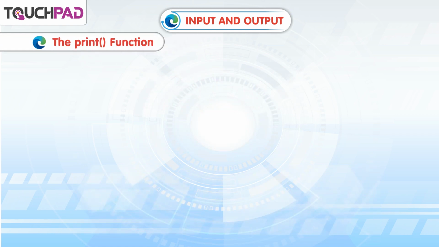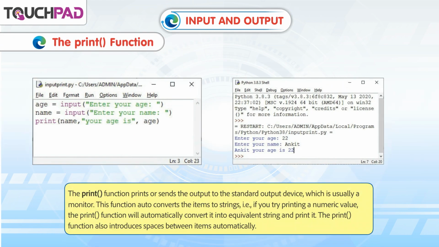the print function. The print function prints or sends the output to the standard output device, which is usually a monitor. This function auto-converts the items to strings. That is, if you try printing a numeric value, the print function will automatically convert it into equivalent string and print it. The print function also introduces spaces between items automatically.